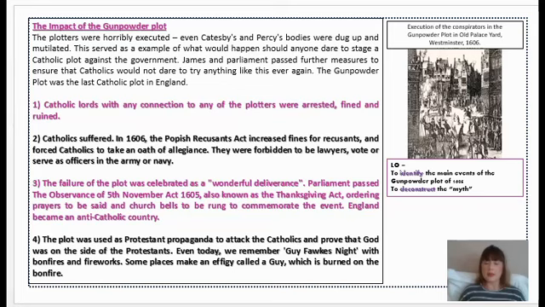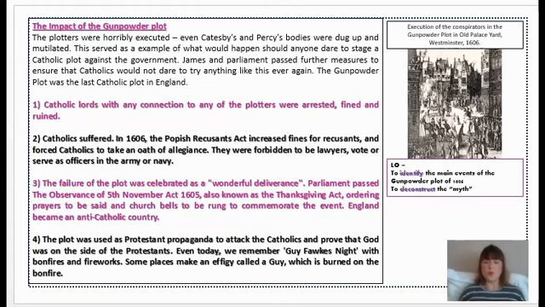So they served as an example of what would happen to people should anyone dare to stage a Catholic plot against the government. James and Parliament passed further measures to ensure that Catholics would not dare to try anything like this ever again, and the gunpowder plot was actually the last Catholic plot in England. So, number one in terms of the impact of the events.